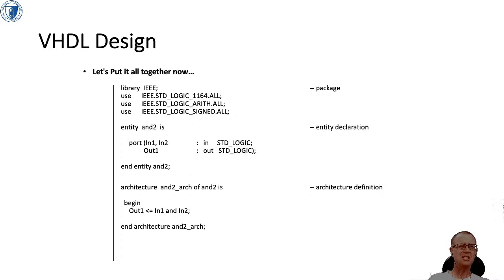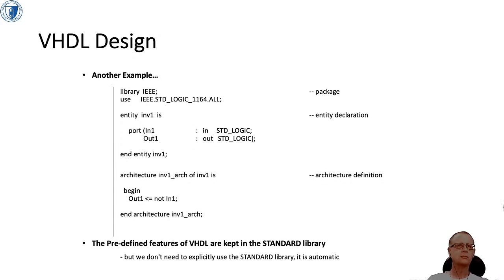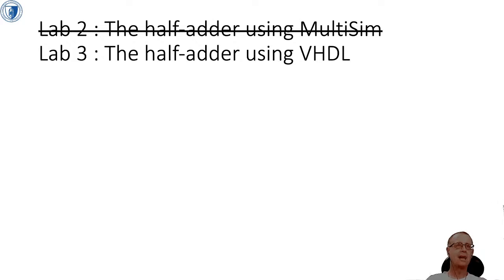In this particular example, we don't really need the arithmetic or the signed use statement, because I don't think it uses it at all. The only thing we use is the std logic type, and that comes straight out of the 1164 library. And here's another example. Right here, they haven't used those extra libraries, so it's just the 1164 one. Okay.